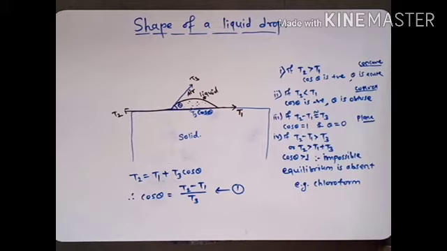And if T2 minus T1 is greater than T3, or T2 is greater than T1 plus T3, cos theta is greater than 1, which is impossible. Equilibrium is not formed there, equilibrium is absent, and a drop is not formed. For example, we consider chloroform. This is all about the shape of a liquid drop.